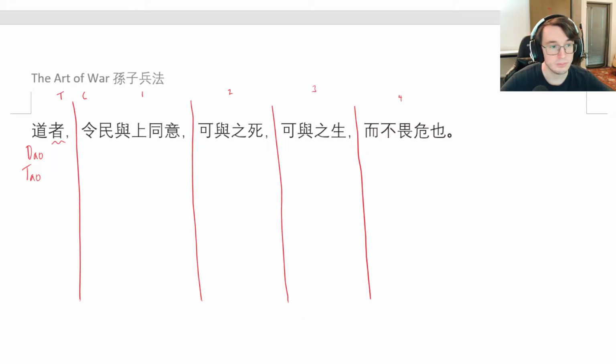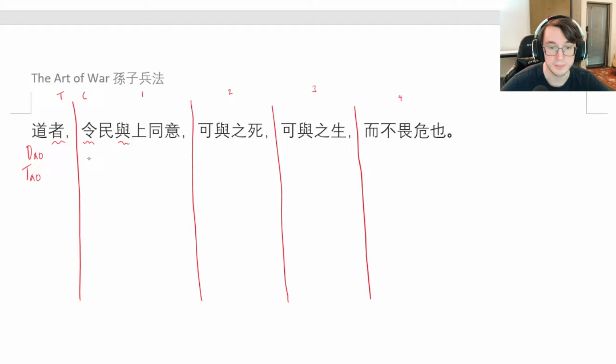Okay. So at the beginning here, our topic is just the way, right? And then we're going to be making comments about the way. The first one has a lot of grammar for us to work through. The first one is ling. The second one is yu. And then the rest kind of just flows around those two points.